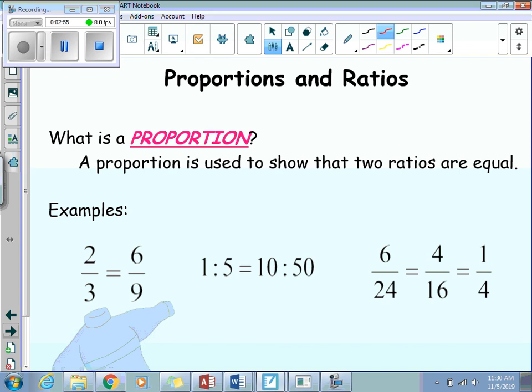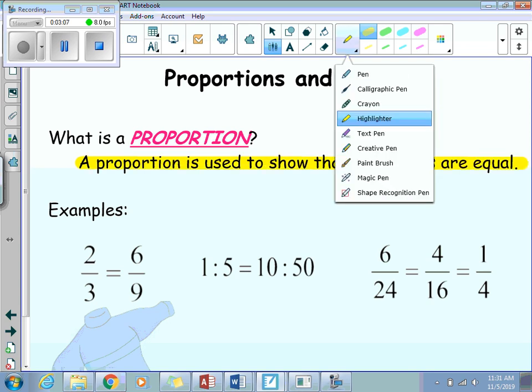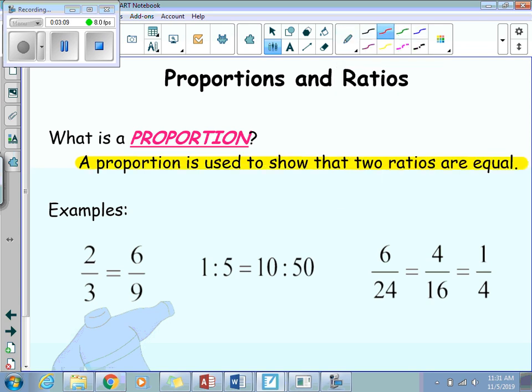Okay, a proportion. This is the key. This is what we're going to be using for most of this. It is going to be something that shows that two ratios are actually equal. Okay, it's going to show that they are equal. So something like 2/3 is equal to 6/9, right? We can simplify 6/9 to actually give us 2/3.